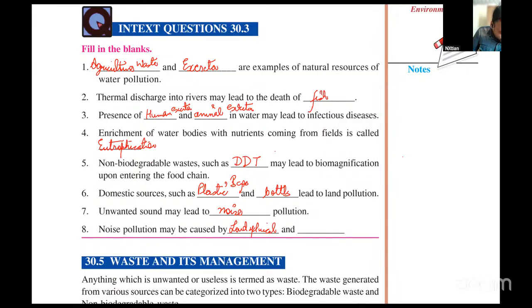Anyone want one more example? Vehicle noise, vehicle horn. Okay, so this is what we learned today.